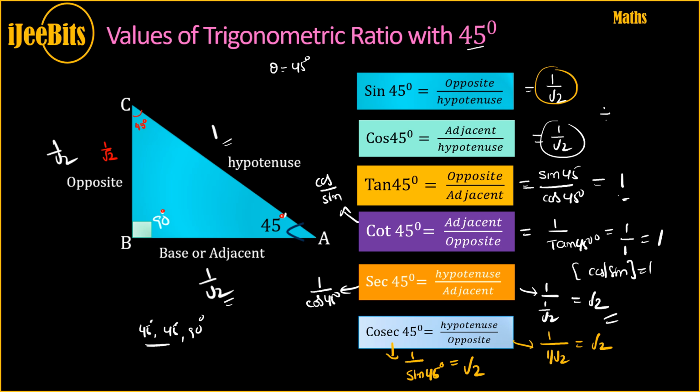So sine 45 and cos 45 are less than 1. Tan 45 and cot 45 are 1. Secant 45 and cosecant 45 are root 2, which is greater than 1. That's a simple note that you can remember: less than 1 for sine and cos, equal to 1 for tan and cot, and greater than 1 for secant and cosecant when theta equals 45 degrees.